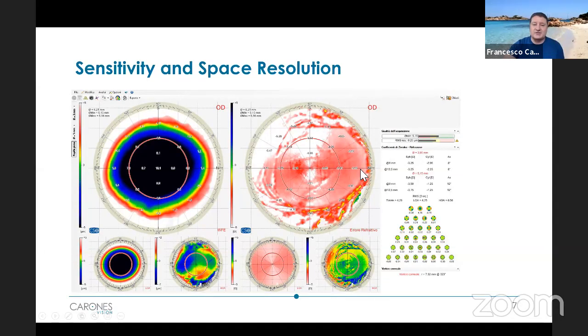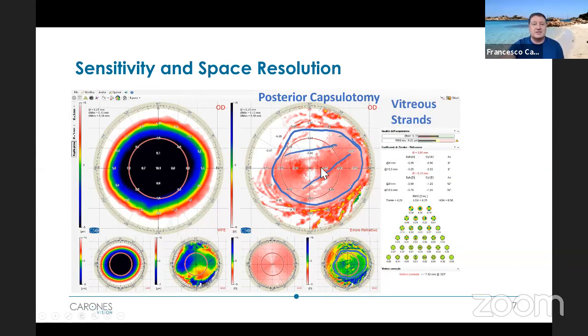What do you guess this is? This perimeter actually is the perimeter of a posterior capsulotomy that has been done in the past. And look also here, you see some striae. These obviously are not striae, these are strands in the vitreous body. So the accuracy, the sensitivity, and the spatial resolution of this aberrometer let you really capture very subtle changes in the way that the light is projected to the eye to reach the macula.